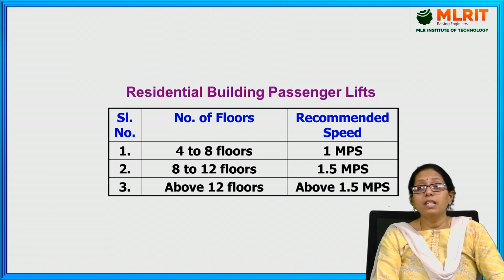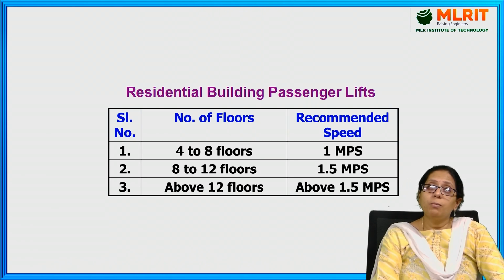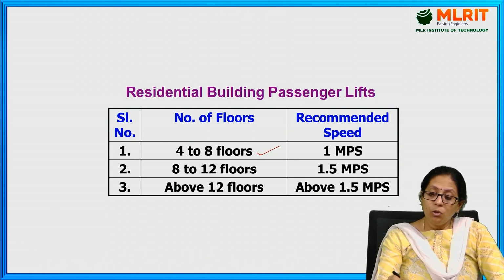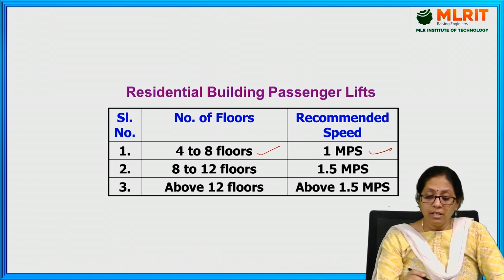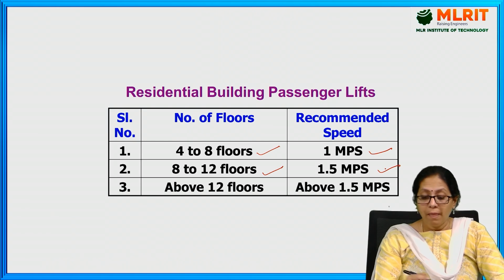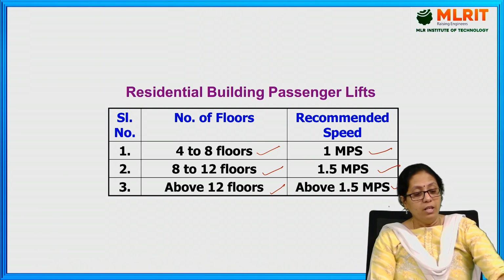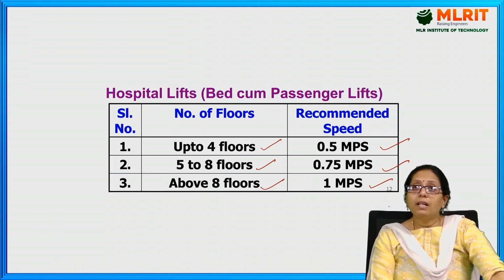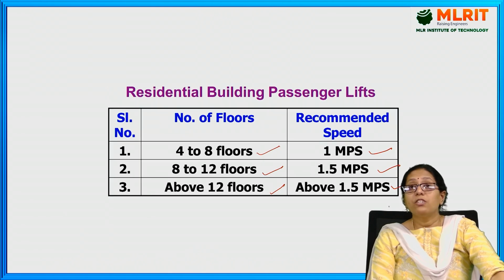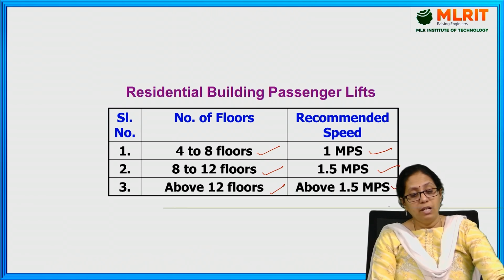When it comes to residential buildings, for 4 to 8 floors it is 1 meter per second. For 8 to 12 floors it is 1.5 meters per second, and above 12 floors it is above 1.5 meters per second. Here you can compare the hospital lifts with the residential lifts. The speed in residential buildings is more when compared to hospital lifts.